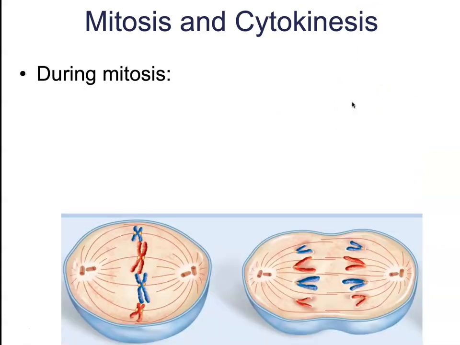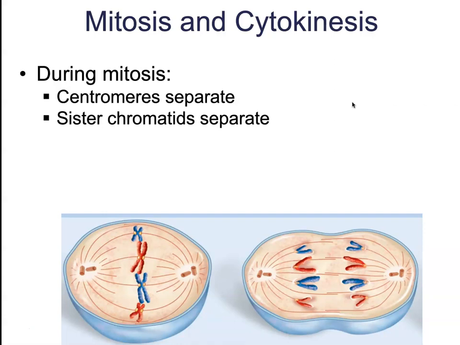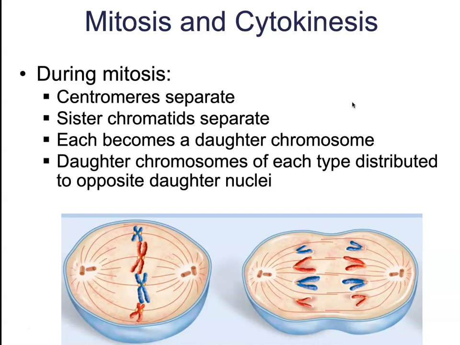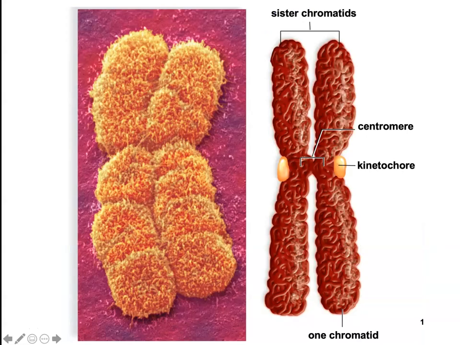So during mitosis, the centromeres that are holding sister chromatids together are going to separate. The two sister chromatids will separate at the centromeres, and in this way, each duplicated chromosome gives rise to two daughter chromosomes. These daughter chromosomes will be distributed to the daughter nuclei of the daughter cells. In other words, we have all of these duplicated chromosomes. We're just going to tear them in half, split them apart, and one copy will go with one cell and one copy will go with the other cell. And we're going to end up with two completely identical daughter cells.